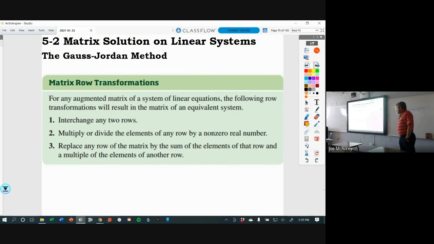And step number 3, you can replace any row of the matrix by the sum of the elements of that row and a multiple of the elements of another row. Okay. In elimination, didn't we try to get like maybe a 2x and a negative 2x lined up together? And then we would add those 2 equations together to make the x's go away? The plus 2 and the negative 2 make the x's go away, right? We're doing the same thing here. Okay?